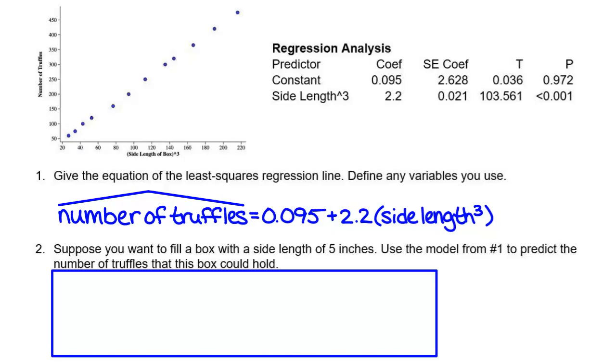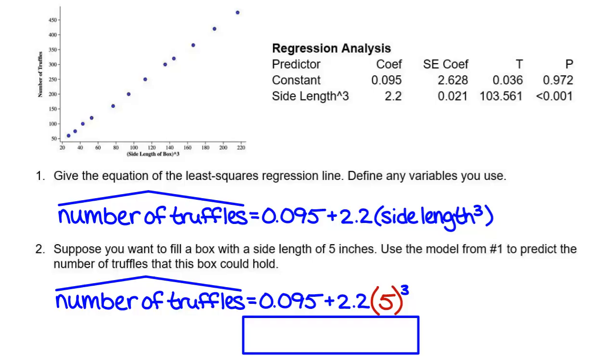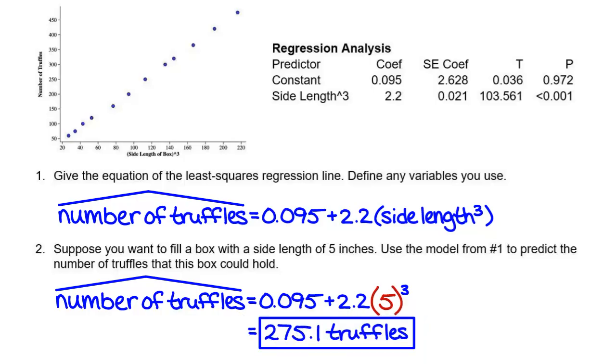Suppose you want to fill a box with a side length of 5 inches. Use the model from number 1 to predict the number of truffles that this box could hold. So what's the first thing that's going to happen to 5? It's going to get cubed. So it becomes what? 125. And then we have that 125 times 2.2 plus 0.095. And what do we get? Yep. I said 275.1.